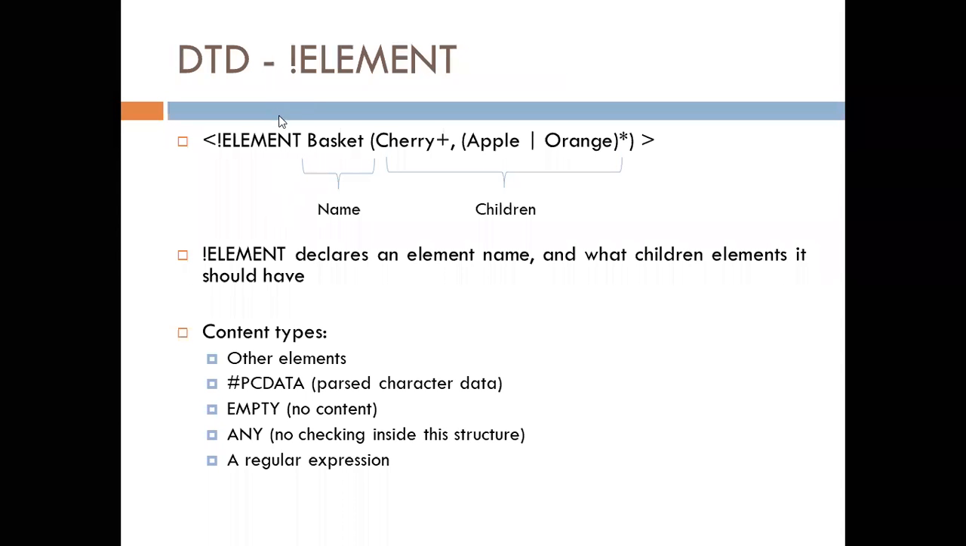An element will be declared in this particular format. Name of the element: the tag name, preceded with this exclamation mark, ELEMENT, indicates the declaration of an element. What children it can have can also be specified, that is cherry, apple and orange. They are the children. So we can specify the content type. It includes PCDATA, which means parsed character data, then EMPTY, which means no content, and ANY, which means no checking of the inside structure is done, or we can write a regular expression just like how we have mentioned plus and star.